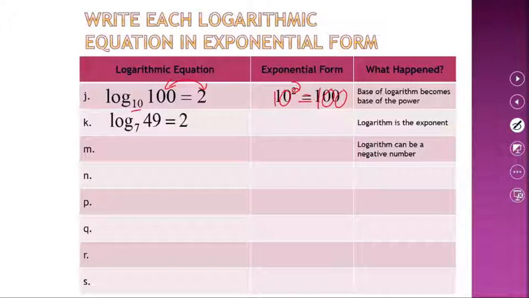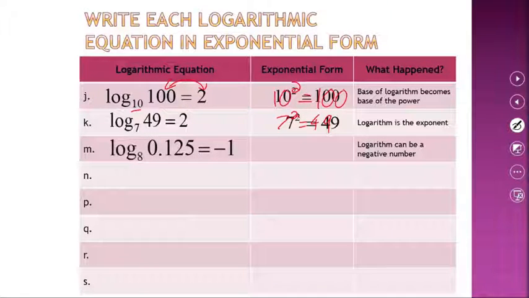All right, so log base 7 of 49 equals 2. This one would be 7 squared equal to 49. We kind of already saw that one earlier in the video. For this one, we have log base 8 of 0.125 equals negative 1. That'd be 8 to the negative 1 power equals 0.125.